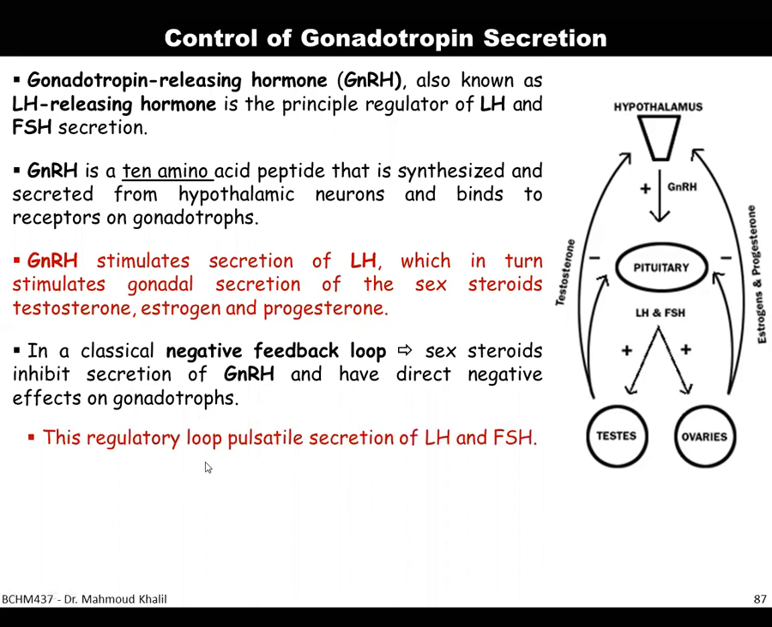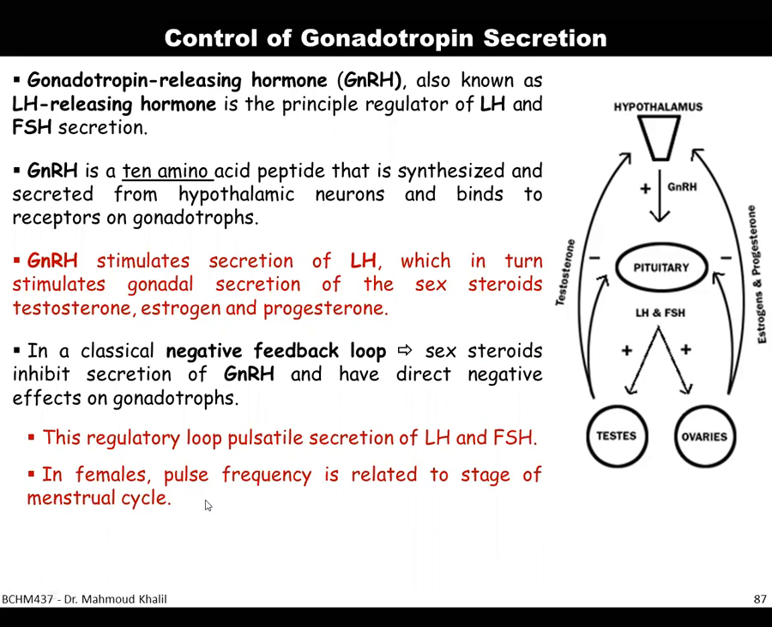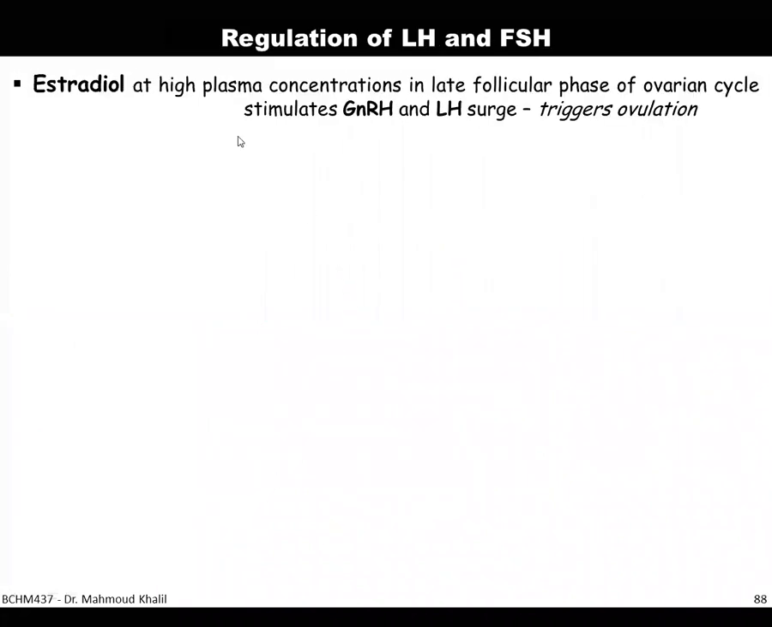This regulatory loop makes the secretion of LH and FSH occur as pulses. In females, this pulse frequency is related to the stage of the menstrual cycle. What about estradiol? Estradiol is at high plasma concentration in the late follicular phase of the ovarian cycle, and this estradiol will stimulate gonadotropin releasing hormone and the LH surge.